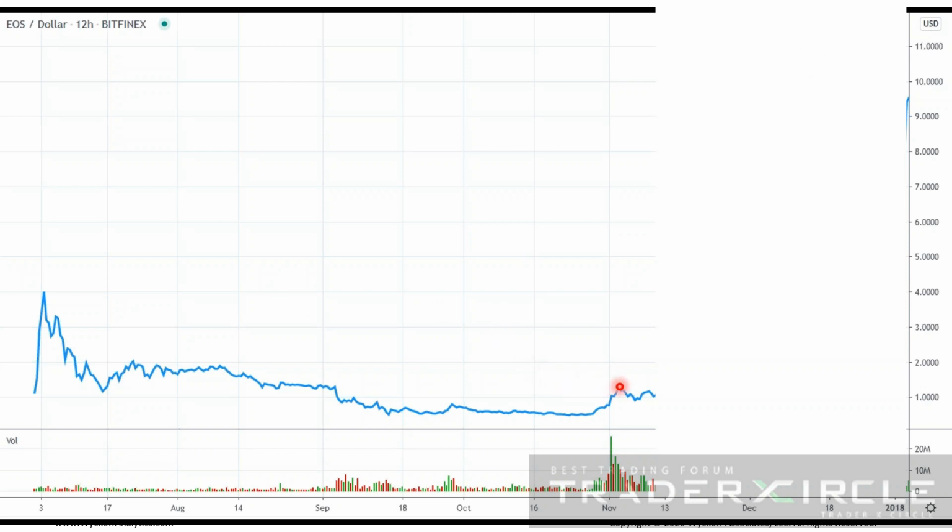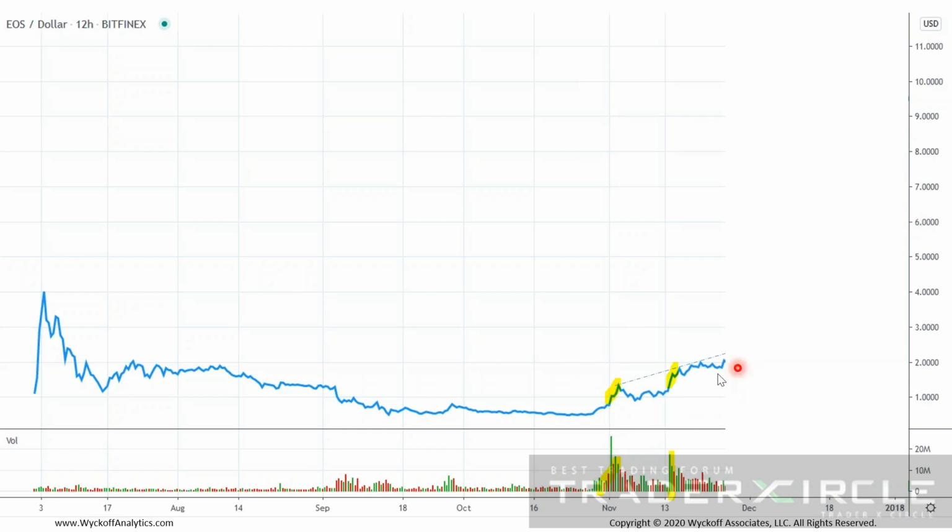What's happening on this formation? Look at the volume signature. We see a lot of volume on the right side of the chart. Is this distributional? No. We see two good rallies here, and then a flat reaction.